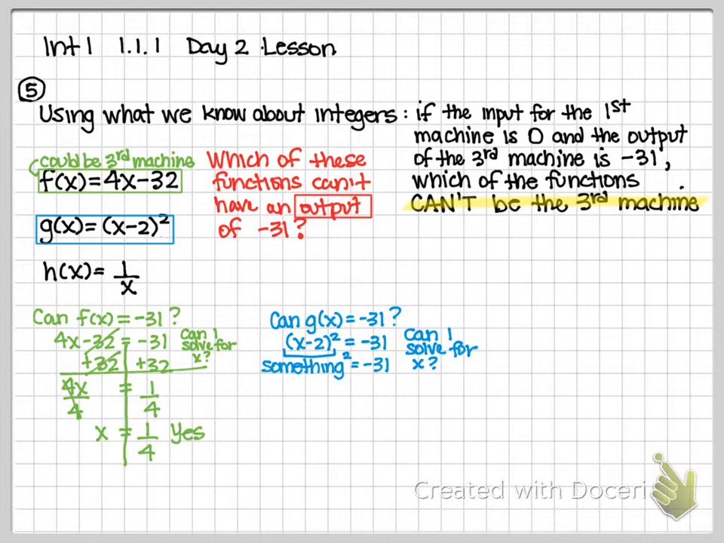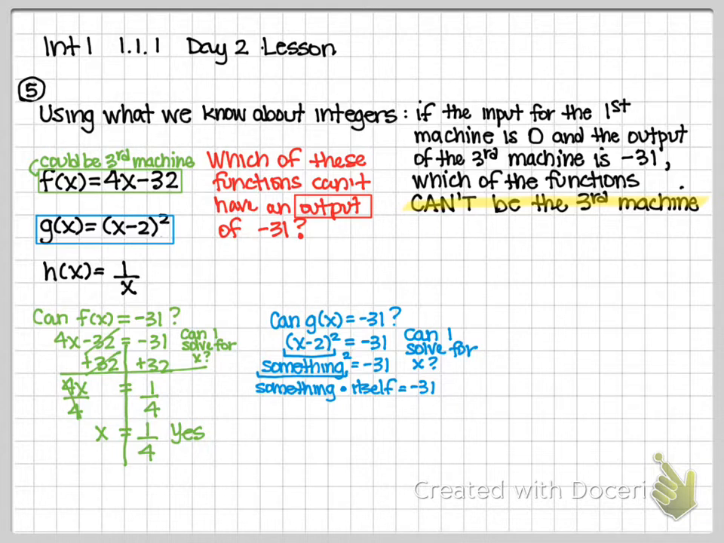Okay, so let's think about what squared means. Squared means times itself. So something times itself has to give me negative 31. Okay, so this means something, whatever that is, times itself has to equal negative 31. I'm having major concerns at this point because I think about what we know about positive and negative numbers. So this is my whole integer part coming in.